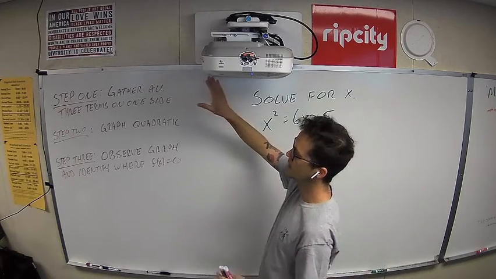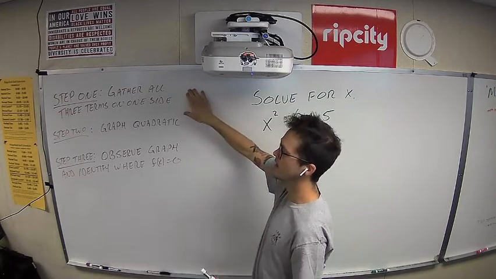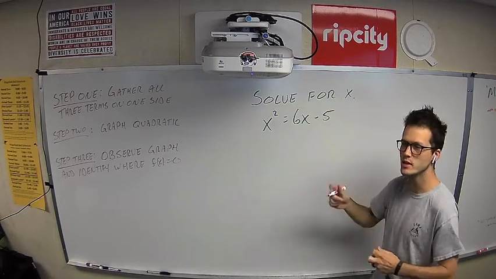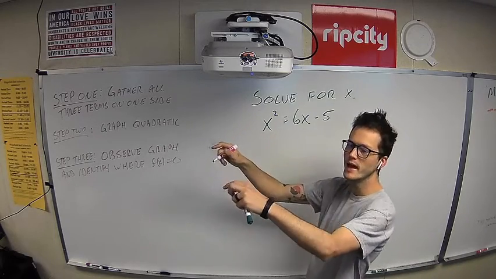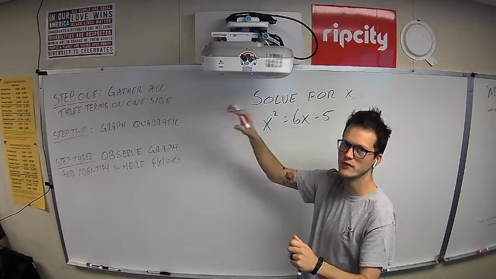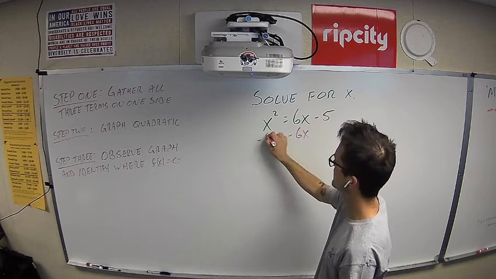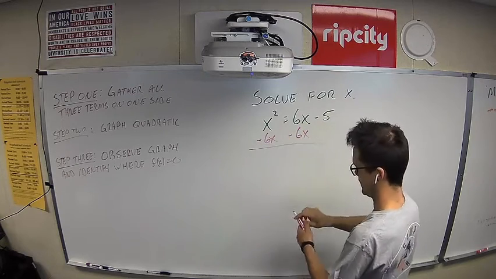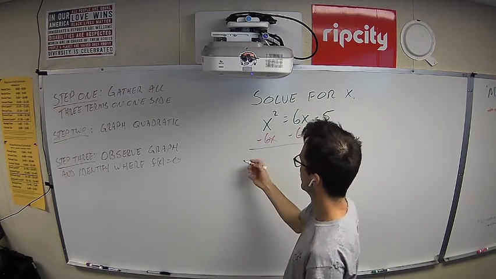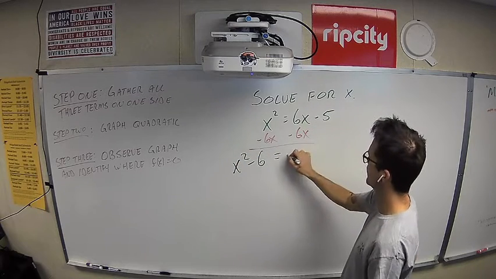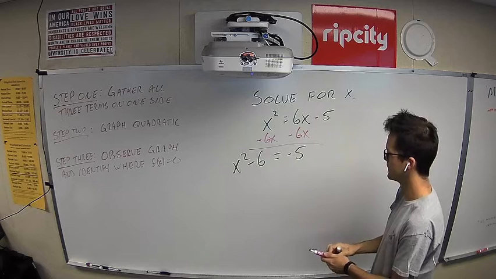So step one, we're going to gather all three terms on one side. Right now we have terms on both sides. We want everything on one side, so it's going to be stuff plus stuff plus stuff equals 0. That's our move here. To do that, I'm just going to subtract 6x from both sides. And the result of that move, we have x squared minus 6x equals, well, this negative 5 is still over here on the right. Cool.